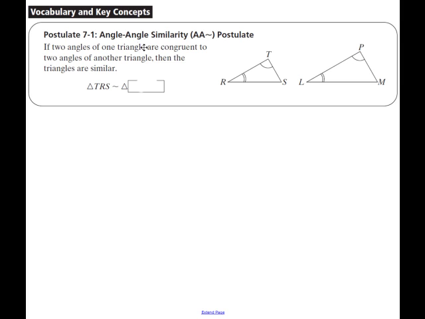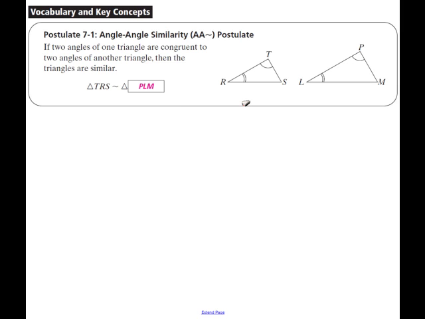The first one here is just angle, angle. It says if two angles of one triangle are congruent to two angles of another triangle, then the triangles are similar. That's it. All we need are two angles. So in this case, T and P are congruent and R and L are congruent. And so we can say that those two triangles are similar.